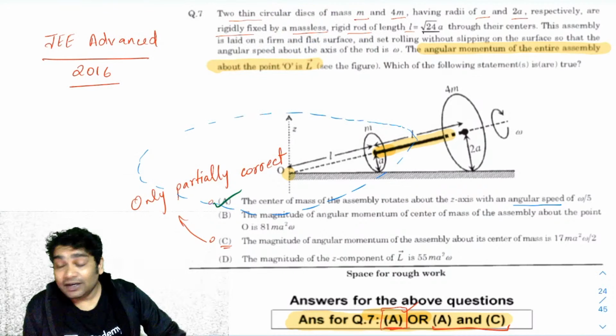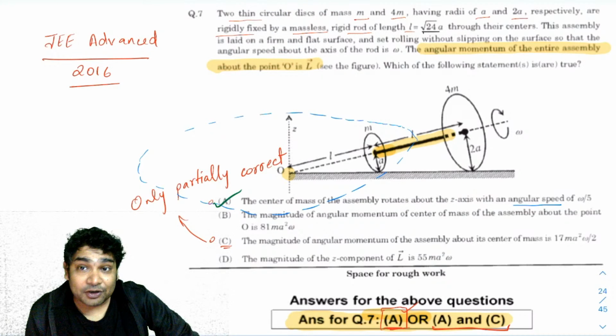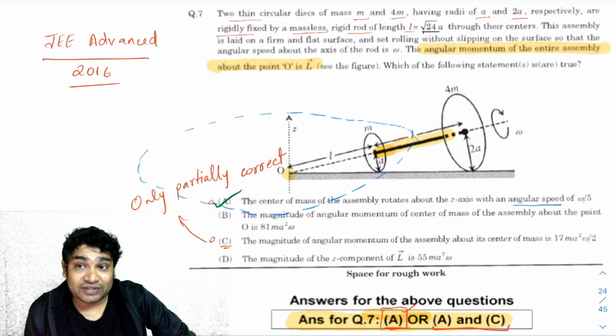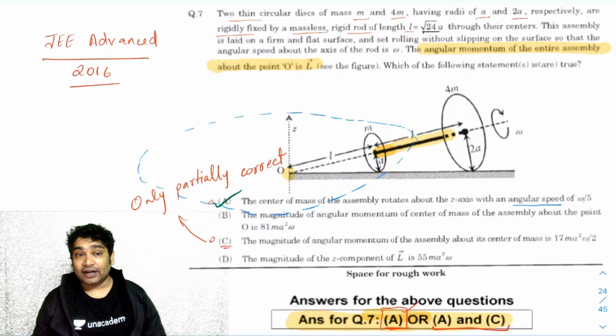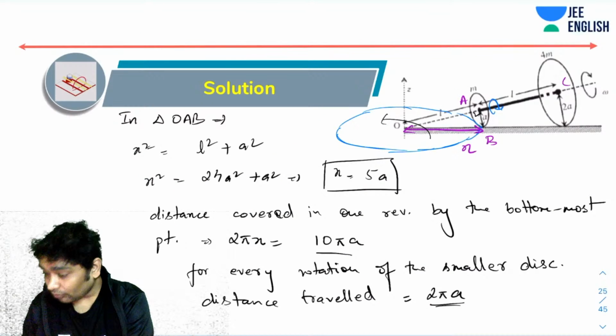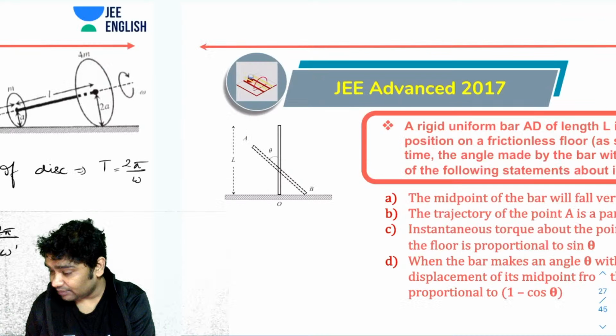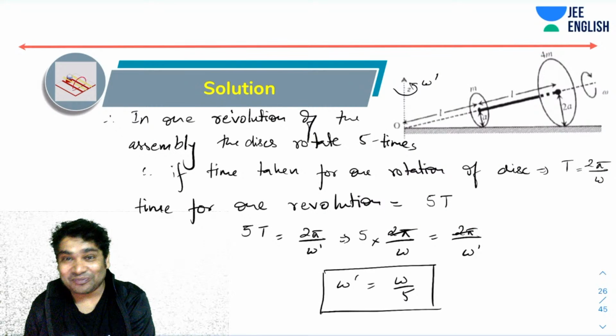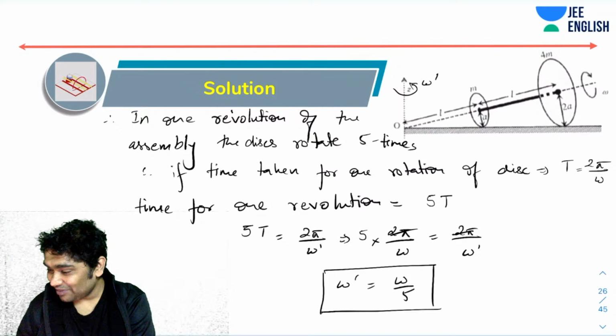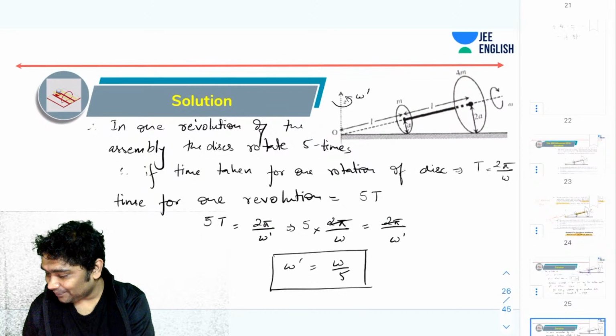All right. Now, the second part says the magnitude of angular momentum of the center of mass of the assembly about the point O is 81 ma square omega. So how do you find that? Let's see. First we need to locate the CM. I should have left more pages here, so maybe we'll add one more page here.